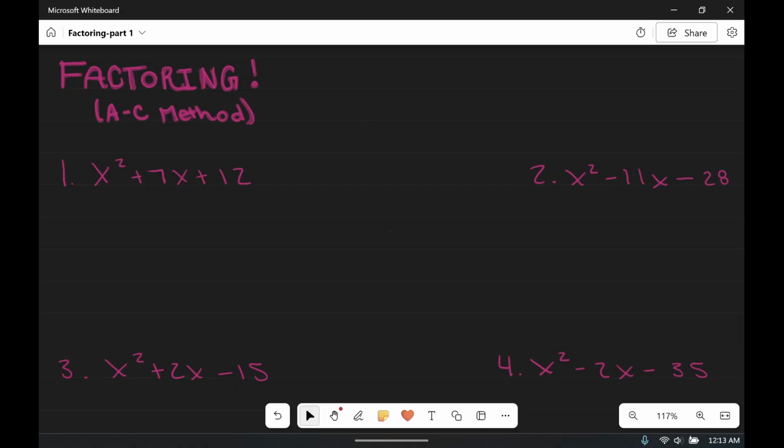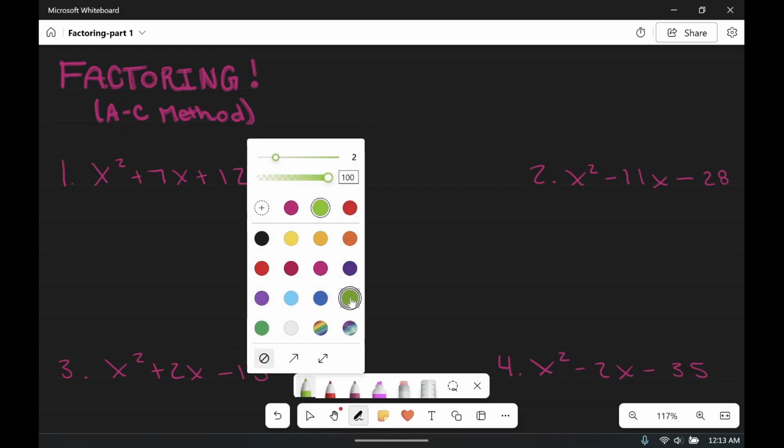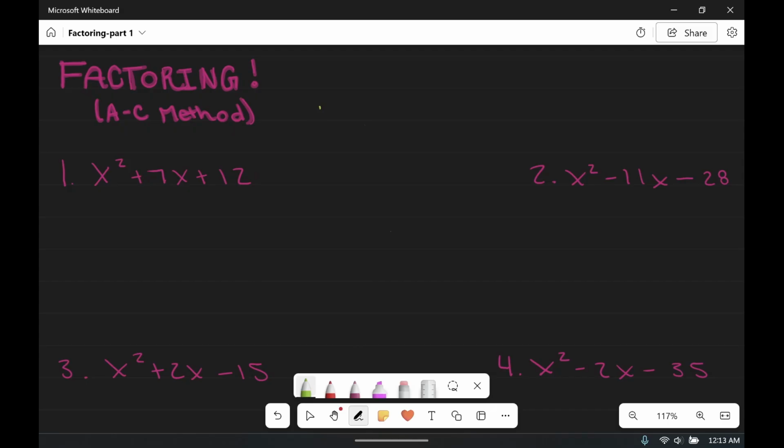So all of these are going to be problems where, let me switch this color out, a little bit of a differentiating one, A equals 1. And what I mean by that is all of these trinomials have their own special form where we're going to have A, B, and C. And A, B, and C are all coefficients of each term in the equation.